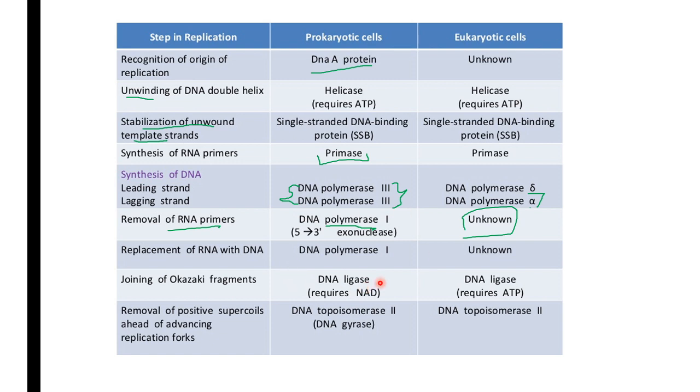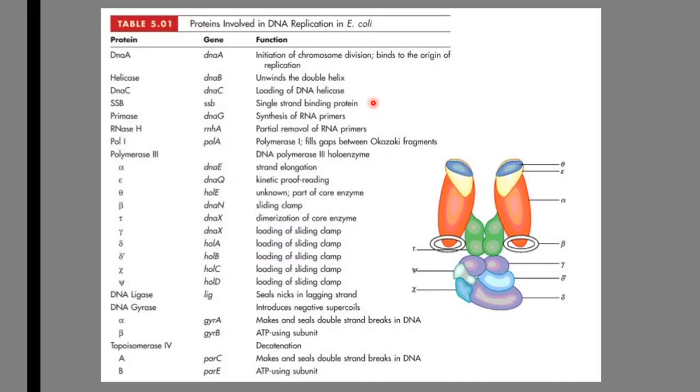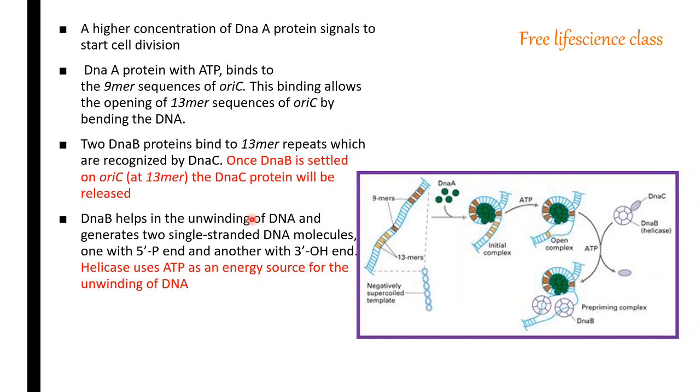Then, removal of positive supercoils ahead of the advancing replication fork is done with the help of DNA topoisomerase 2. It is DNA gyrase in the prokaryotic cell. This is another chart showing each of the proteins that help in DNA replication. So you can note it down or take a snapshot so that you can memorize this table when you require. Okay. So we are moving into the initiation step.